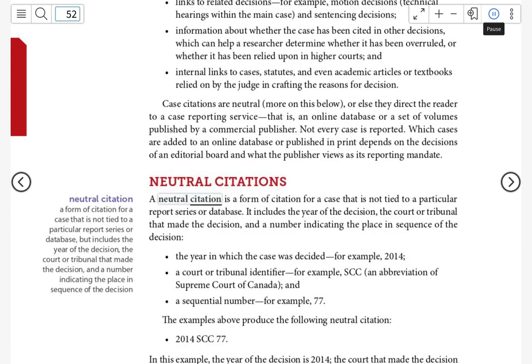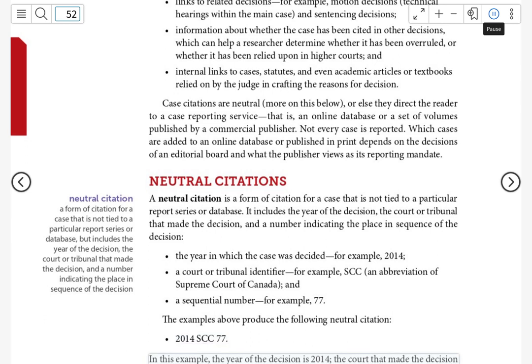Neutral citations. A neutral citation is a form of citation for a case that is not tied to a particular report series or database. It includes the year of the decision, the court or tribunal that made the decision, and a number indicating the place and sequence of the decision: the year in which the case was decided, for example, 2014, a court or tribunal identifier, for example, SCC, an abbreviation of Supreme Court of Canada, and a sequential number, for example, 77. The examples above produce the following neutral citation: 2014 SCC 77.